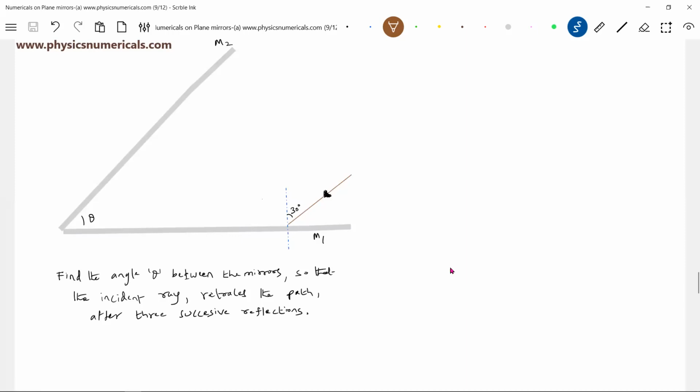It's telling: find the angle theta between the mirrors so that the incident ray retraces the path after 3 successive reflections. For that, he is asking what should be the angle between the mirrors. So the incident ray should retrace its path. So first a reflection will occur, somewhere, 30 degrees. Yeah. Next, again the second reflection.